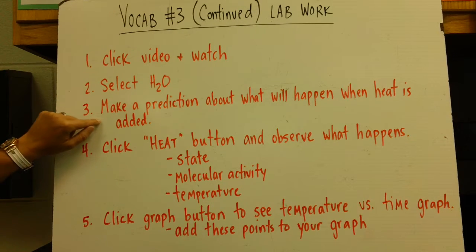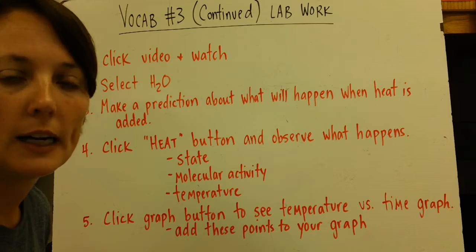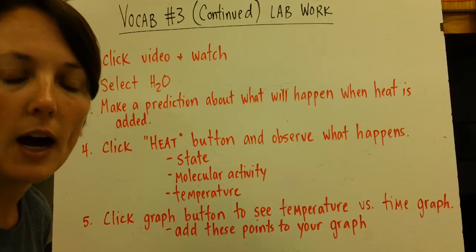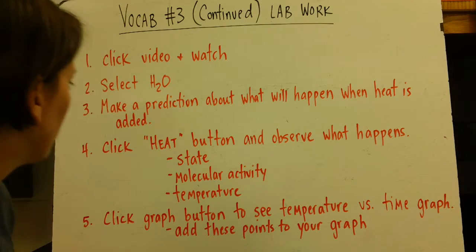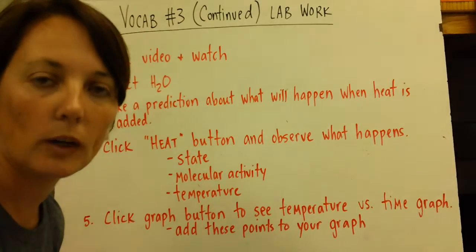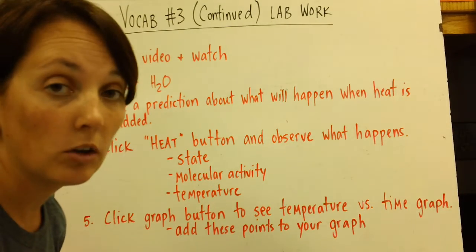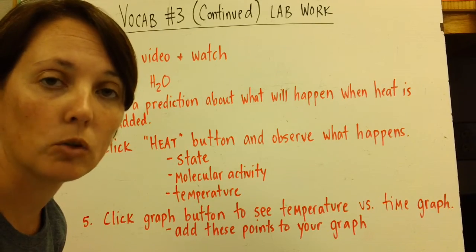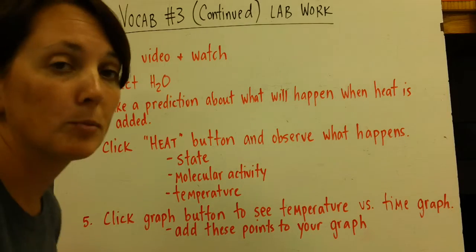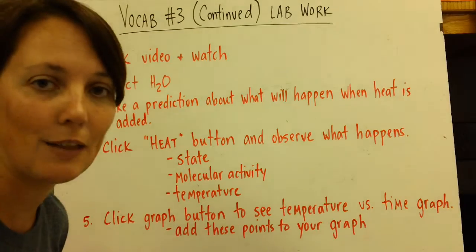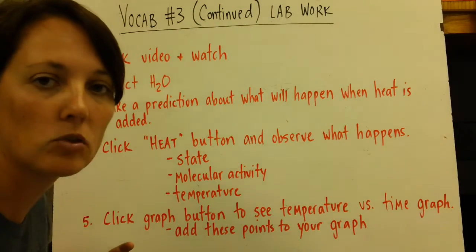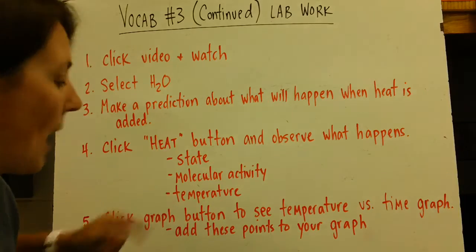What you'll do is in your vocab notebook, there will be a chart where you'll keep your data for water, and then you'll keep your data for mercury and your data for iron. But you'll make a prediction for water about what will happen when we add heat to a container of water. Shouldn't be that hard. You already know when we add heat what happens to the molecules, but I need you to make a prediction anyway. Then you'll click the heat button on the lab and observe what happens to the molecules. And you're observing it in 3 ways: the state of matter, the molecular activity, what happens to the molecules as we add heat, and then what happens to the temperature.